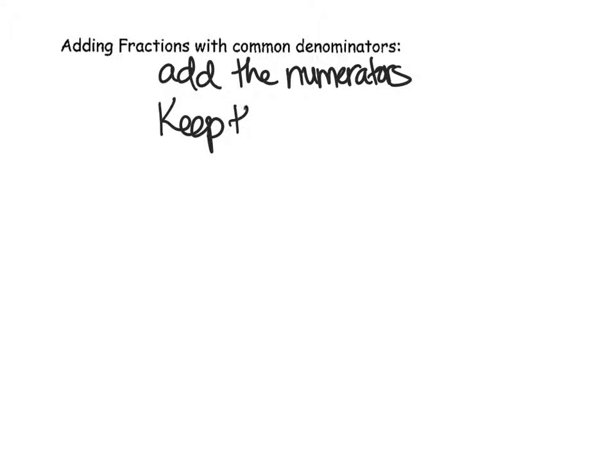Big idea of the lesson. Adding fractions with common denominators. Okay, well, if the denominators are the same, we don't touch the denominators. So you're going to add the numerators. Now remember, numerator means top number, right? Keep the denominator the same. Add the numerators, add the top numbers, keep the denominators the same. So whatever denominator you started with, that's the denominator that's going to be in your answer.